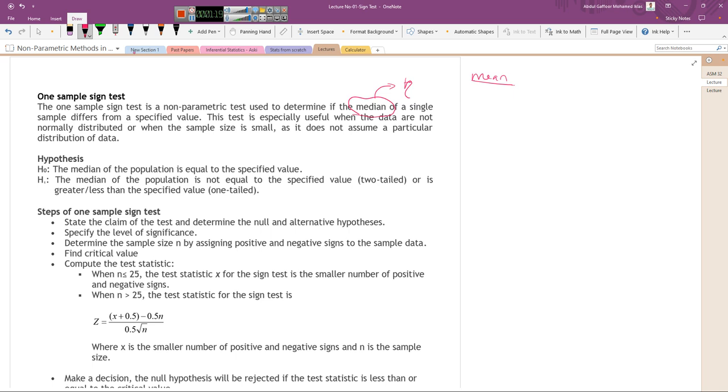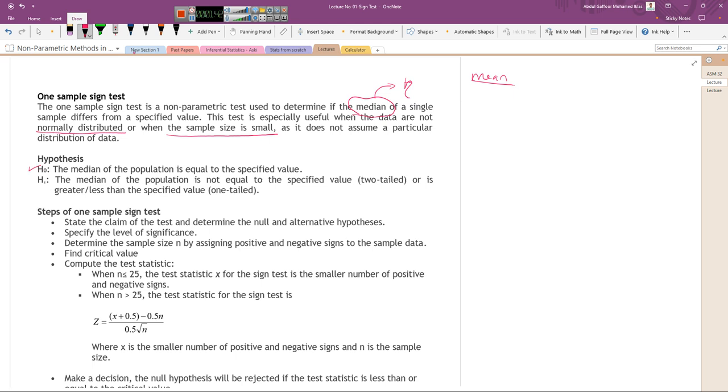This test is especially useful when the data are not normally distributed, as we have already discussed in our previous lecture, or when the sample size is small. Even when the sample size is small, or if the data set is not normally distributed, we will go for the non-parametric test. Now the first step is to state the hypothesis.